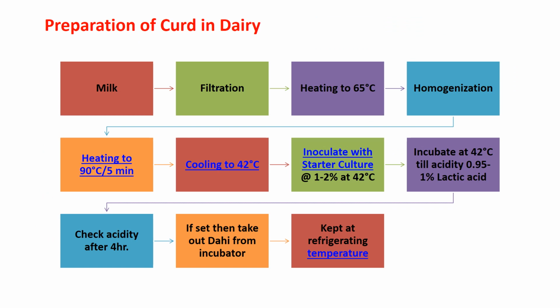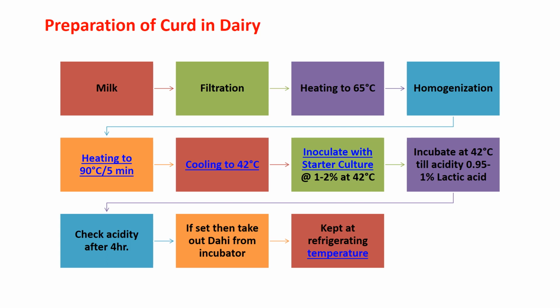Now we will discuss preparation of curd in the dairy, that is in the dairy plant, where it is done more scientifically. So first milk is taken, then it will undergo filtration, then there is preliminary heating up to 65 degrees Celsius, then homogenization. Many times it is important to mix everything thoroughly, and especially in the dairy plant they will add extra milk powder to bring better thickness or texture in the curd.